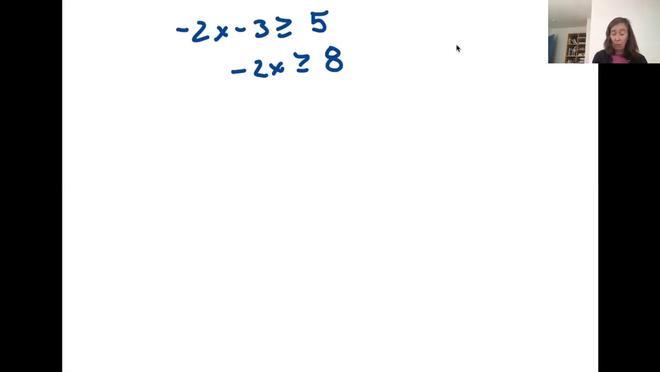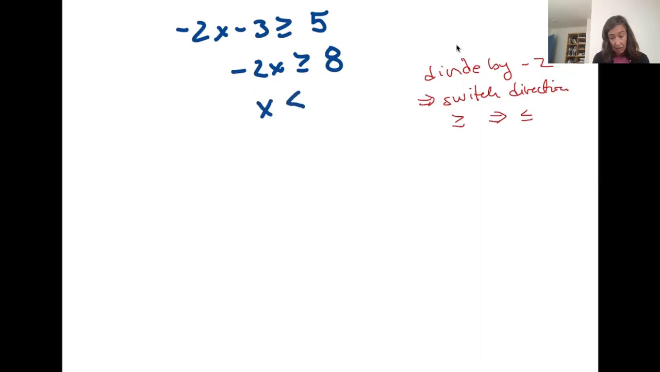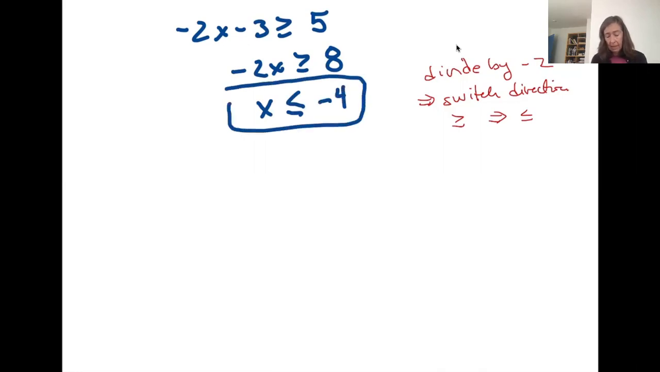So here's the step where I'm going to divide by -2, and that means I have to switch the direction, so that the greater than or equal to becomes a less than or equal to. So telling myself that's what I've got to do. Dividing through by -2, I get x, switching the direction here, x is less than or equal to -4. And that is indeed the solution.